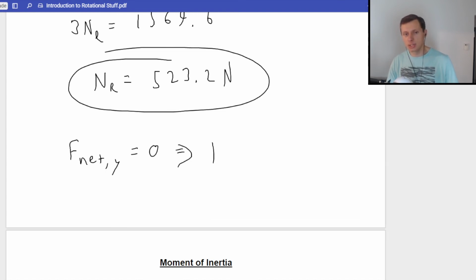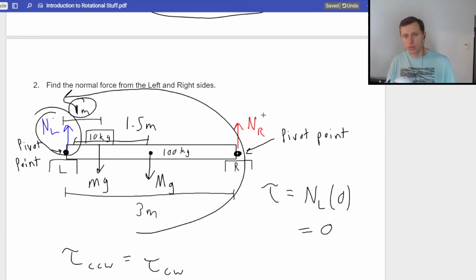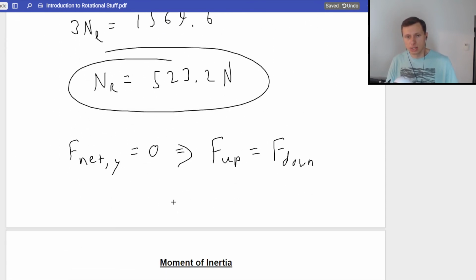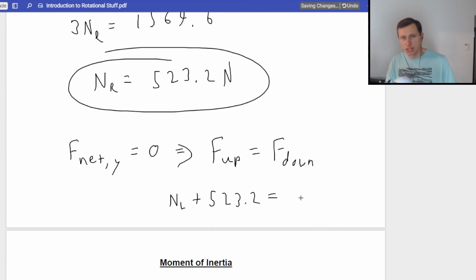What does that mean? It means all my forces pointing up is equal to my forces pointing down. This is Newton's second law back in the linear, the translational world, the not rotational world. So I'm looking at all my forces pointing up. I have two. I have normal force on the left, normal force on the right. So normal force L plus normal force right, which we just solved for, 523.2. On the right side, the force is pointing down. Again, we have two of them, that mg and capital MG. So 10 times 9.81 plus 100 times 9.81.